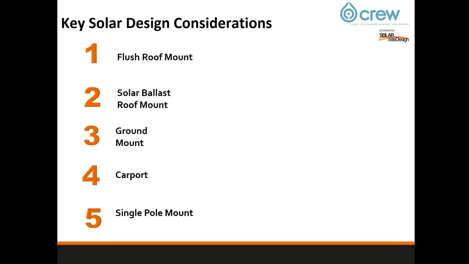We're looking at flush mount designs. We're looking at solar ballast roof mounts. These are flat roofs. We go over ground mount designs. Do they have available space on the property, available land to be able to build ground mounts? Solar carports. Do they have parking space on the site? We can design carports. Single pole mounts. This is another customized design consideration for properties that may not have the space to build out a full ground mount, but they have single pole mounts. We're going to go through every one of these design considerations through this presentation.